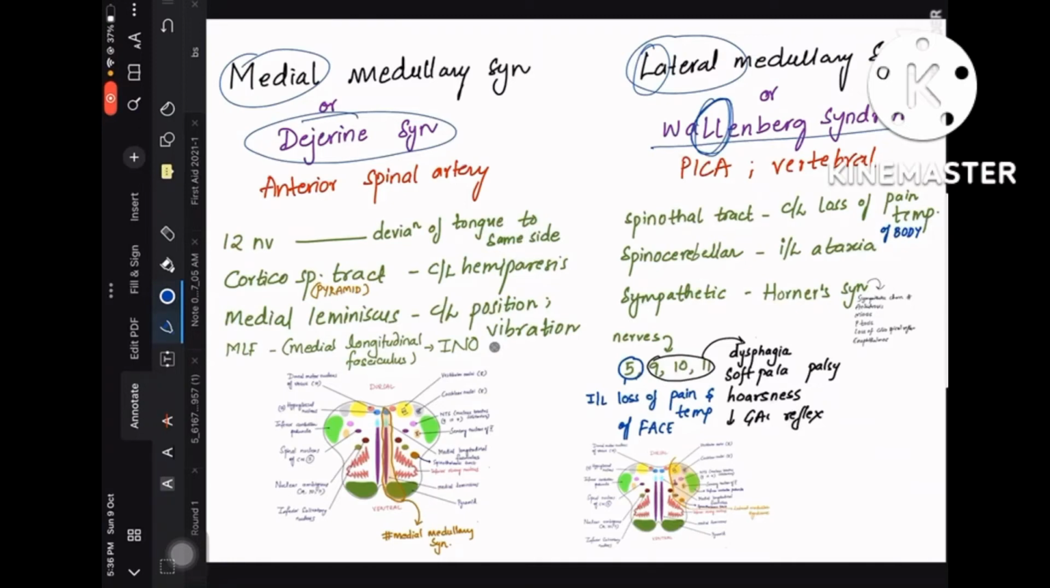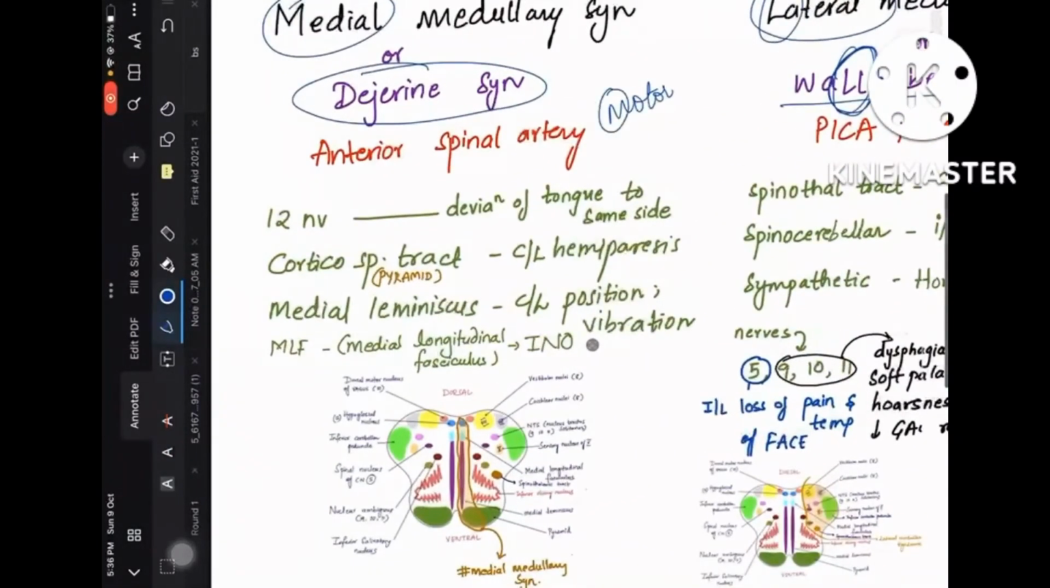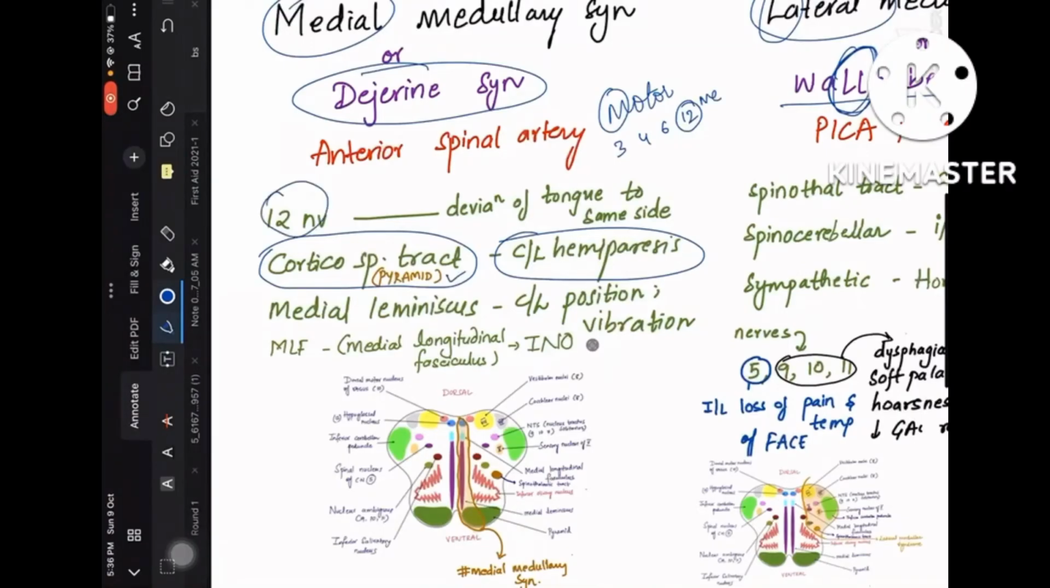So for medial, we already know that M is for M, right? M is motor, that is the corticospinal tract, pyramid, causing contralateral hemiparesis. Then again, among 3, 4, 6, 12, only the 12th is in the medulla. So the 12th nerve is involved, which causes deviation of the tongue.